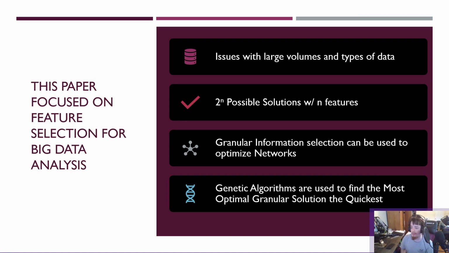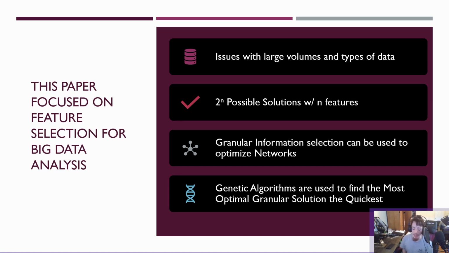This paper is specifically focused on feature selection for big data analysis. A larger issue in data analysis today is that we have a lot of data, and there's a lot of correlation, there's a lot of causation, there's a lot of related elements that we're trying to understand. These are called features when you're working with machine learning and even with genetic algorithms. For pretty much any set of data, you have 2 to the n possibilities of different feature selections because a lot of times, we treat it as on or off.